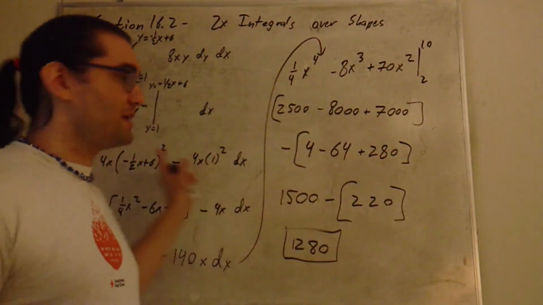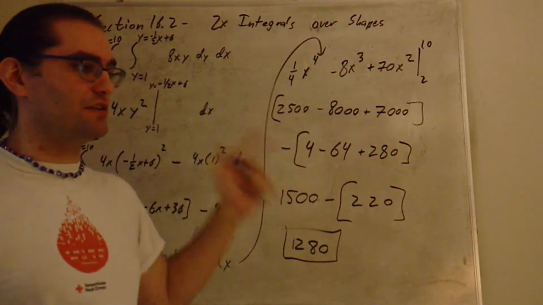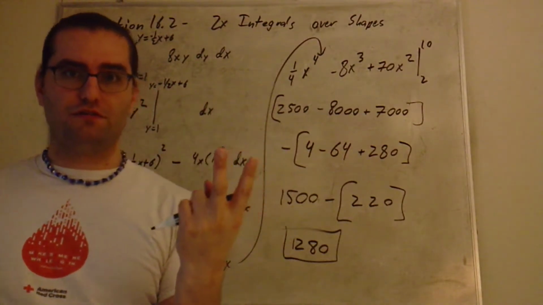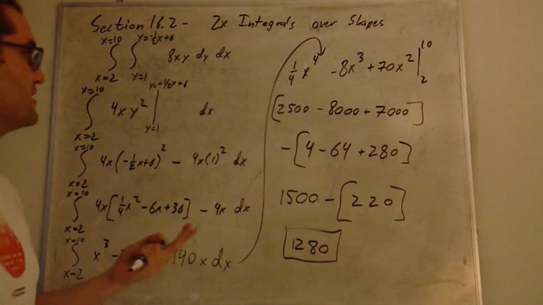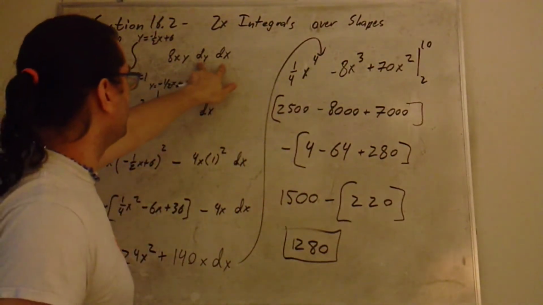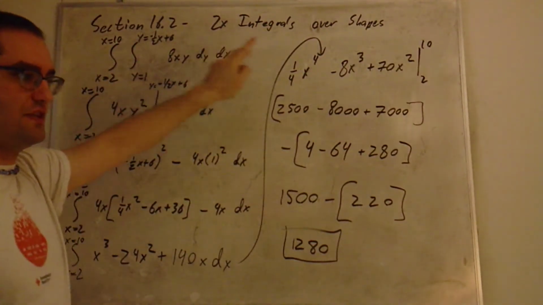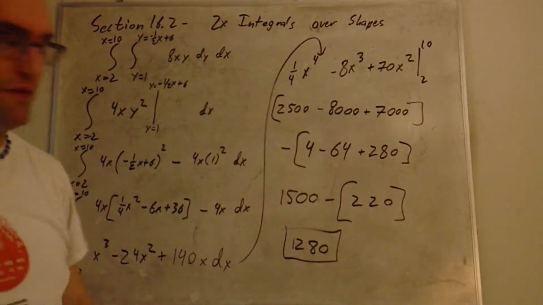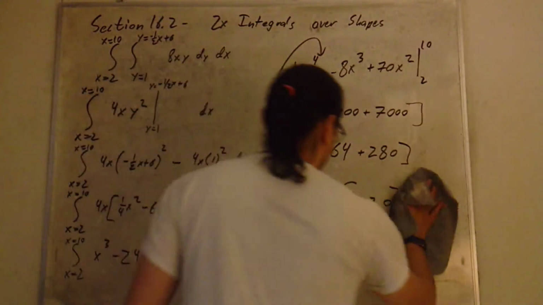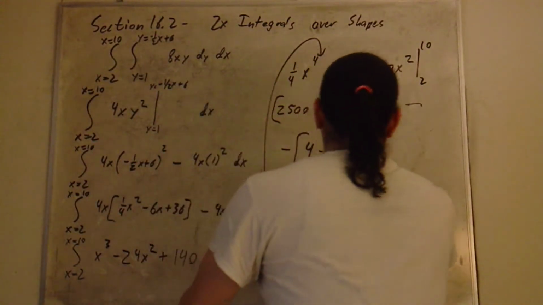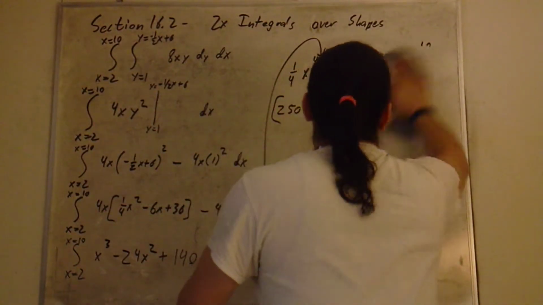I'm going to erase all of this and evaluate the integral backwards. We just did the dy dx version. We still have the dx dy version written down from the first part of this video, so I'm going to do that one next and make sure that we still get 1280.